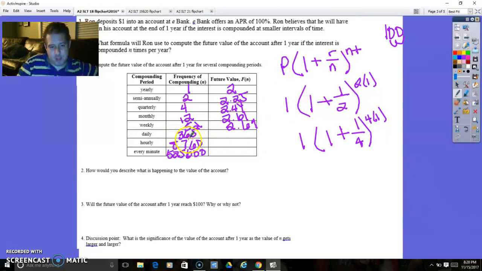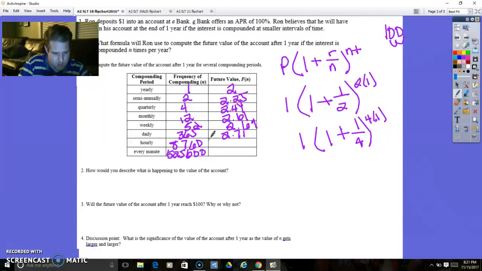So now most banks are going to compound it 365 times a year, which is once a day. So 1 divided by 365 plus the 1 for the rate, to the 365th power, means you're going to get about $2.71. Now, you can continue doing this, and you're going to notice that these numbers level off.